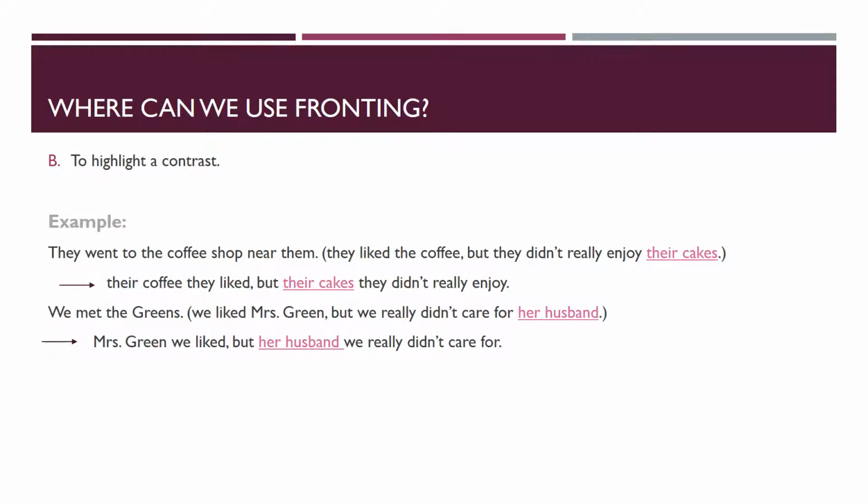We can also use fronting to highlight a contrast. For example, they went to the coffee shop near them. They liked the coffee, but they didn't really enjoy their cakes. So their cakes is the contrast. When we use fronting with this sentence, it goes like: their coffee they liked, but their cakes they didn't really enjoy. And the second sentence we have: we met the Greens. We liked Mrs. Green, but we really didn't care for her husband. Her husband is the contrast. So: Mrs. Green we liked, but her husband we really didn't care for.